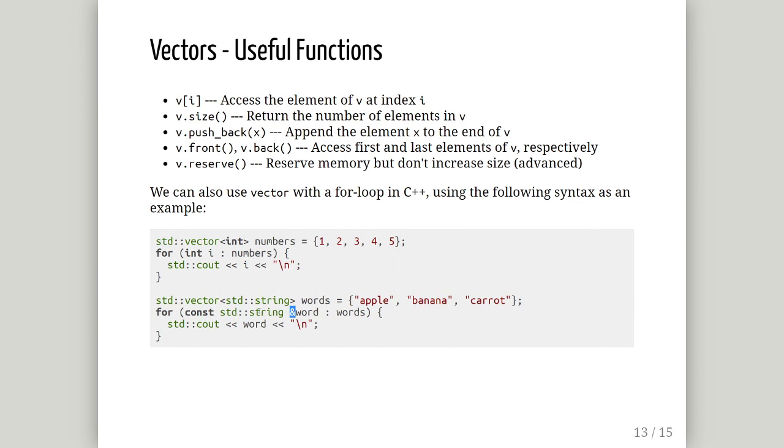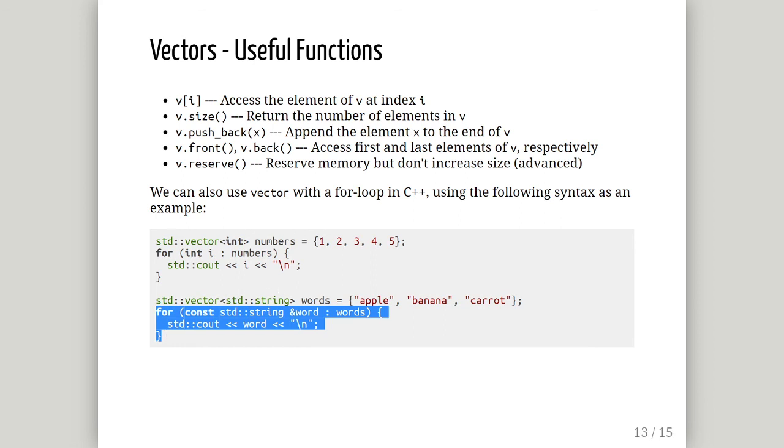So for this second for loop, I could have said for std string word in words, but instead we wrote const std string reference. And this is one of the first examples of why we might want to use a const ref instead of a value. In fact, this pattern using a const ref is the most common pattern I have seen for loops in C++.